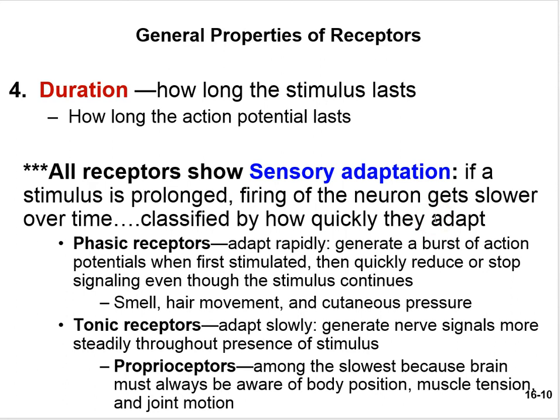And then duration, how long the stimulus lasts, so the time that the action potential begins to the time that it ends. All receptors show sensory adaptation, so that if a stimulus is prolonged, the firing of the neuron can get slower over time, and it's classified by how quickly they adapt. For instance, phasic receptors adapt rapidly and generate a burst of action potentials when first stimulated, but then quickly reduce or stop signaling, even though that stimulus still continues.